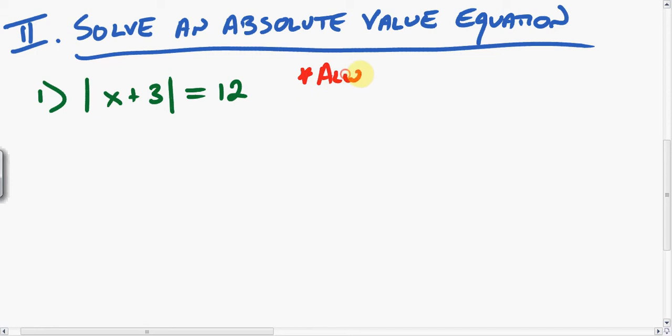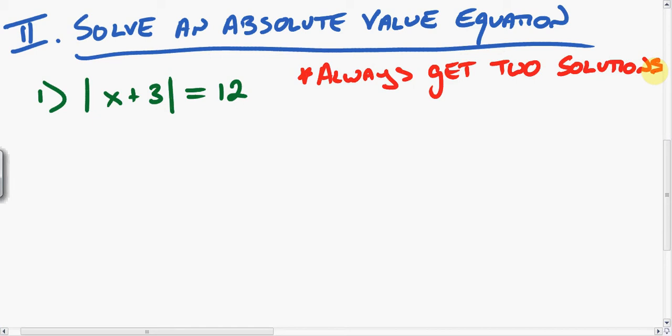So whenever you have a full expression, if there's that variable in there, you want to make sure that you're always going to get two solutions. On the rare occasion, you may get two solutions and both of them may be the exact same number. So it really is just one, but that's a very rare occasion.